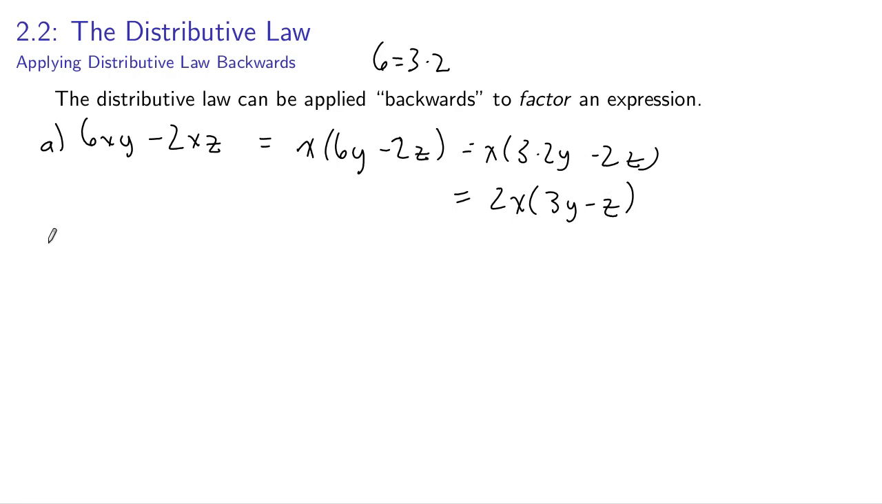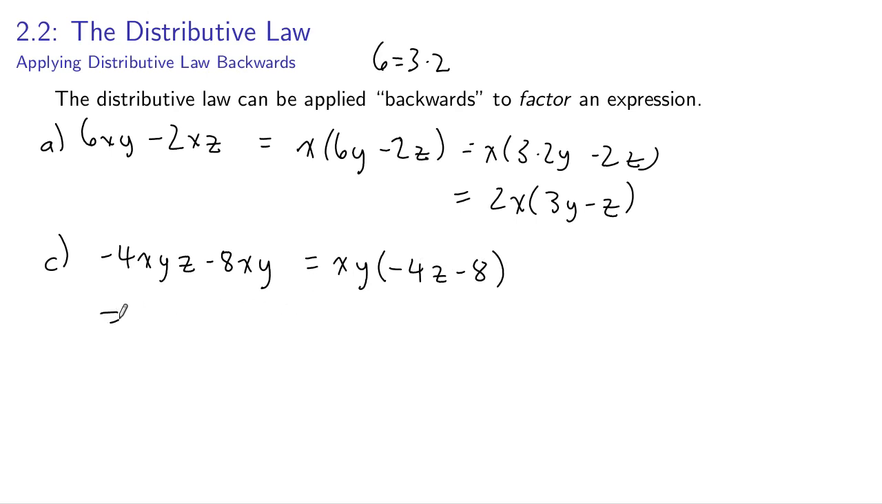Let's skip to C. Minus 4xyz minus 8xy. Here we have x and y in common, obviously, so let's pull them out first. Minus xy times 4z minus 8. We have the minus also, let's pull that out. Minus xy times 4z plus 8. Why plus? Because we pull the minus off both of them, or all of them if there's more than 2.